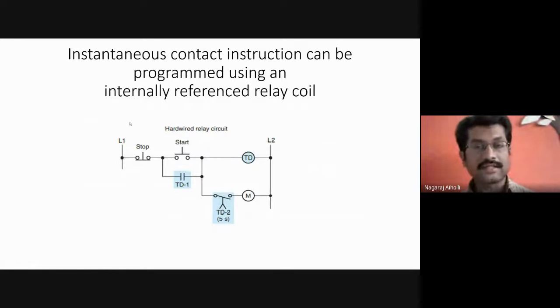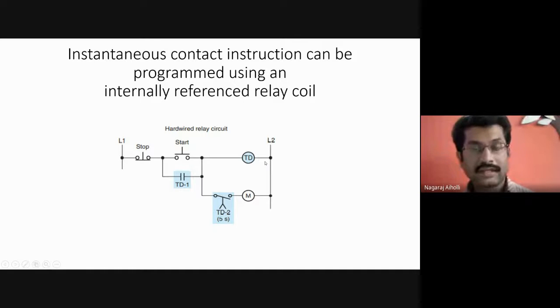Let us analyze this. We have the line voltage L1 and L2 applied to the rung diagram. The stop is in the normally closed condition. When we press the start button, the switch becomes closed. Once the switch is closed, this timer delay coil, the relay coil for the timer, will be energized.